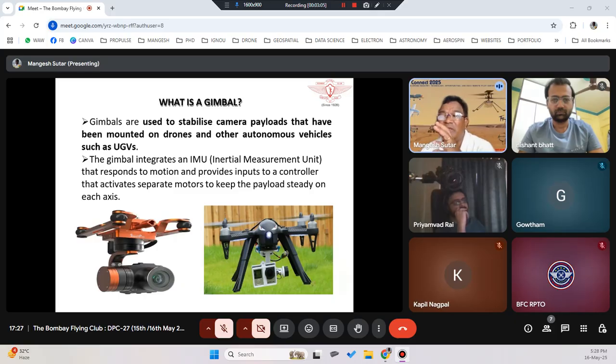If the gimbal is not there and you directly attach the camera to the drone, what will happen? Whatever motion is happening with the drone will impact the shooting, the footage, also. The picture will go up and down, left, right, whatever way the drone is flying. To reduce that, you have a gimbal. You can have a 2 axis or 3 axis gimbal.